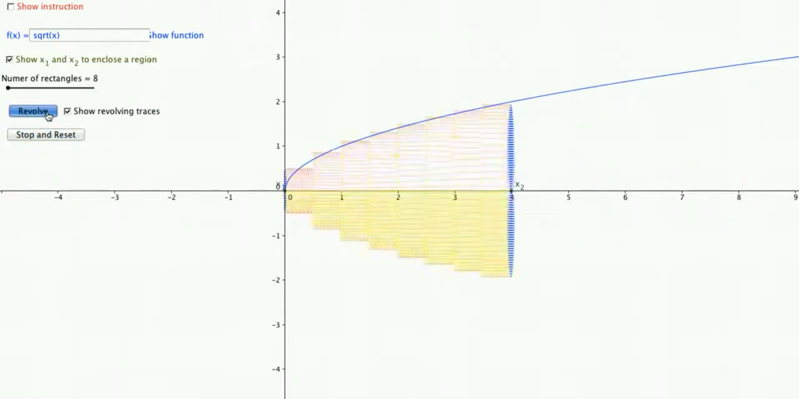So the idea is that we have these disks and we're stacking them up, and their volumes, of course, are going to be pi times the radius squared times whatever their thickness is, and we're going to let the thickness go to 0 and accumulate them up, and of course that's a natural job for the integral to take care of for us.